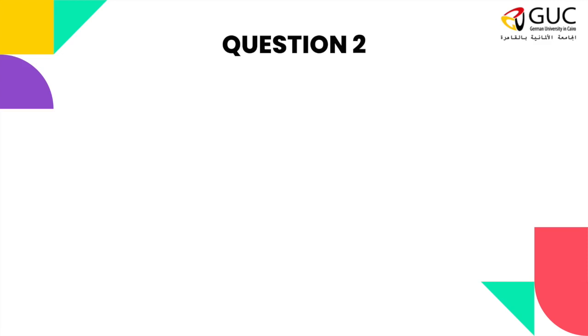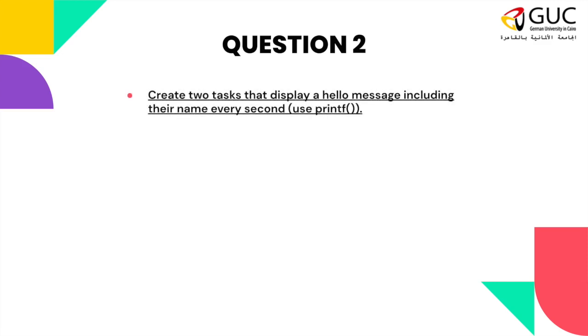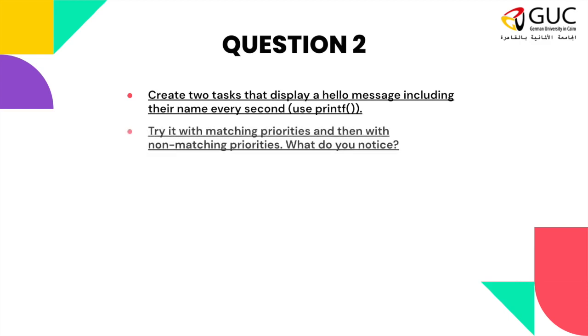Now let's move on to this second question. Create two tasks that display a hello message, including their name every second. And here it says we use printf. It wants us to try it with matching priorities and then with non-matching priorities. And what do you notice?